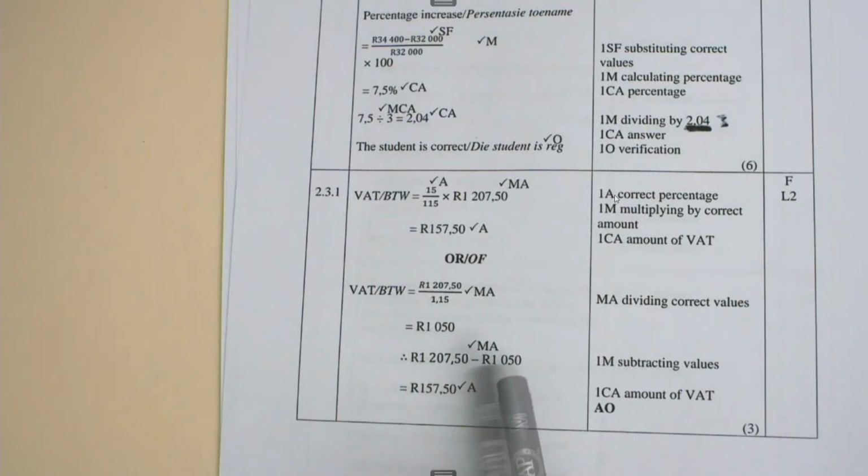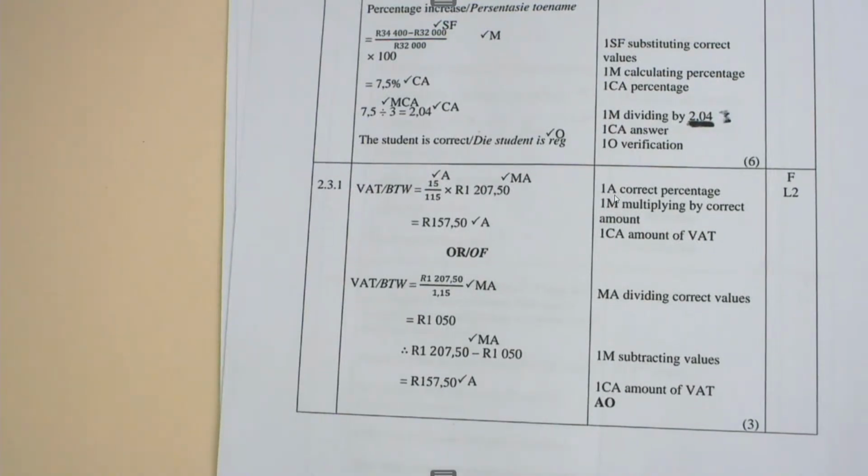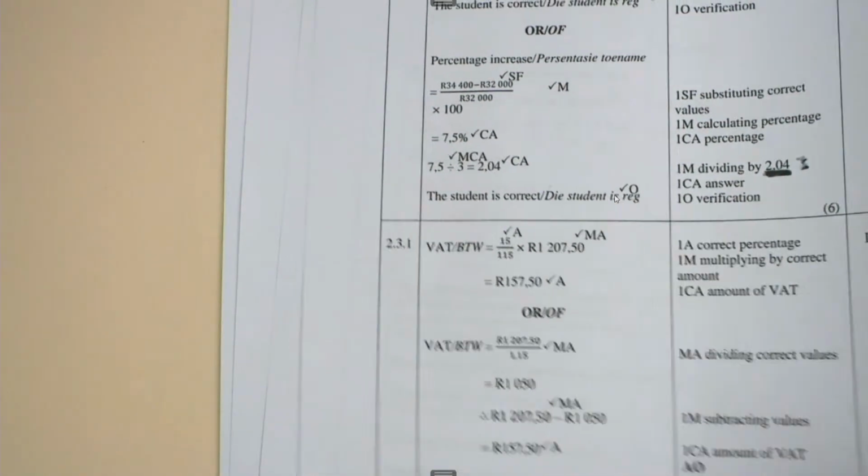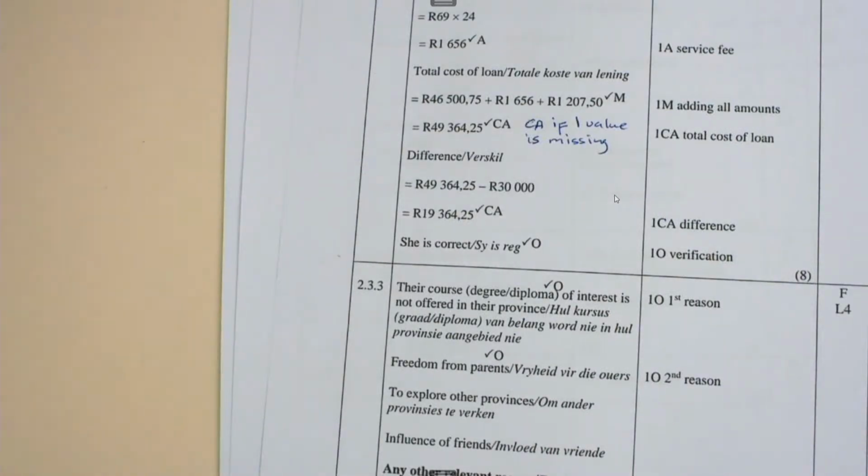We give a mark for subtracting the amount excluding VAT from the amount including VAT, which is an MA method mark, and then an accuracy mark for 157.50. It's not a CA amount, it's an accuracy mark, please. Answer only, it's full marks.